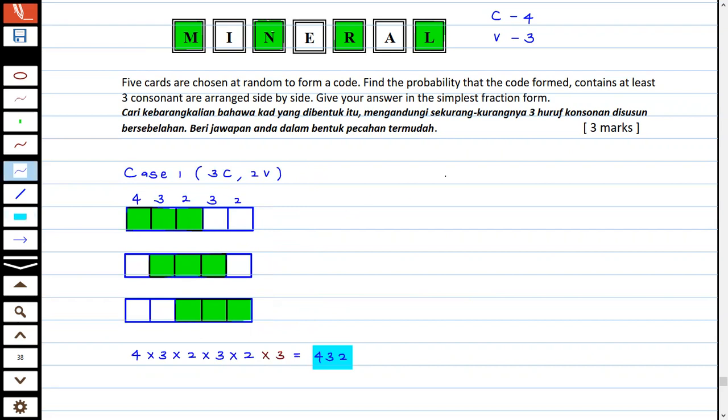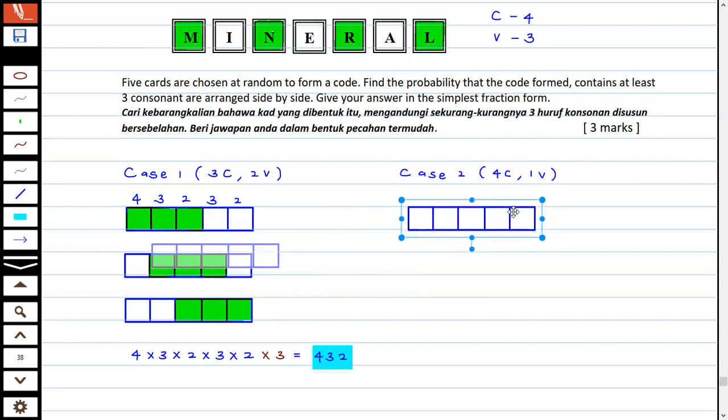Okay, I want to go for case 2 now, where case 2 is 4 consonants with 1 vowel, right? Okay, 4 consonants. So I'm going to use the same idea. This time all my 4 will be here. All the 4 should be side by side now. Okay, so let me start here. My consonants got 4, 3, 2, 1, and vowels we have 3.